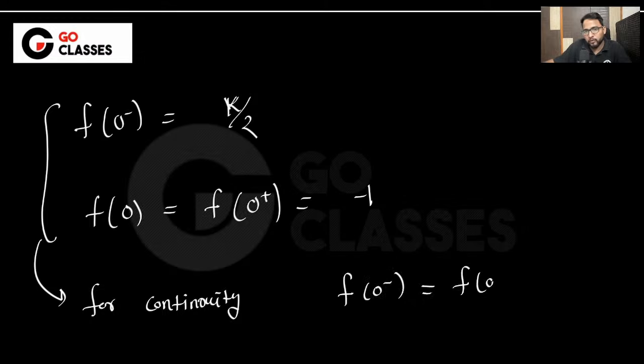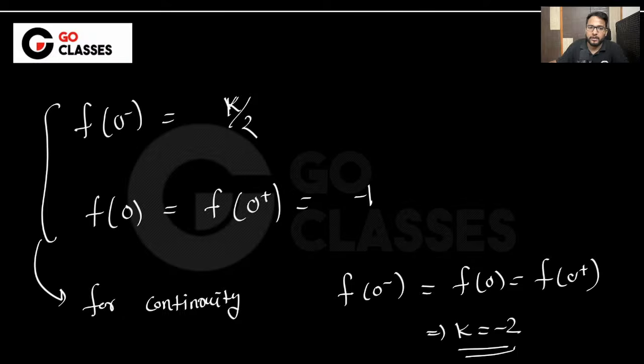f of 0, which is same as f of 0 plus, you got as minus 1. Now since all of this has to be same for continuity, f of 0 minus equal to f of 0 equal to f of 0 plus, which means kh coming out to be minus 2. Okay, so that's how you can solve this particular question. So basically for the continuity, all of this has to be same. That's the only point I want to make here. Okay, I hope that is clear.